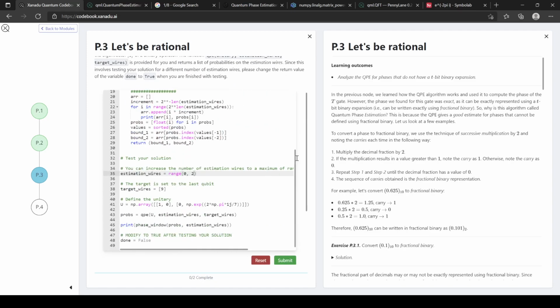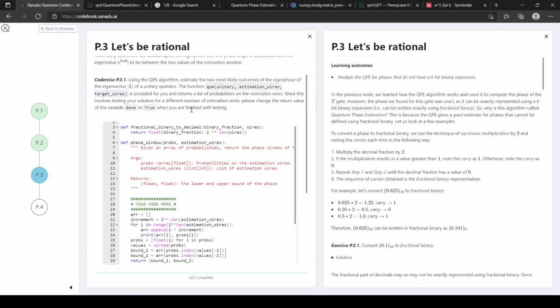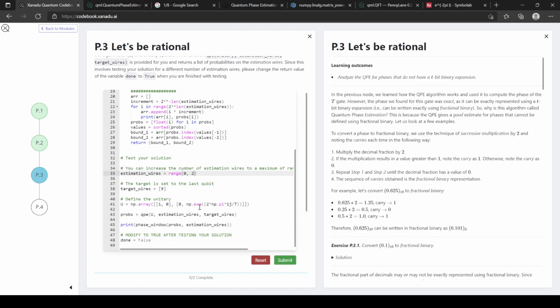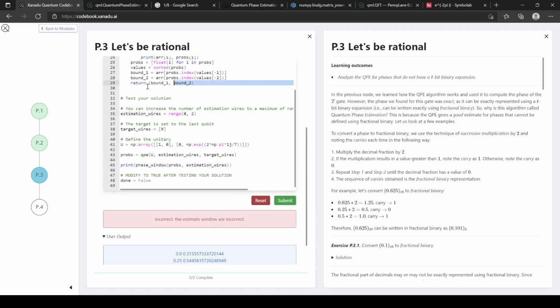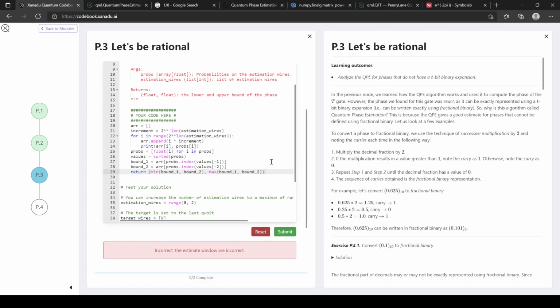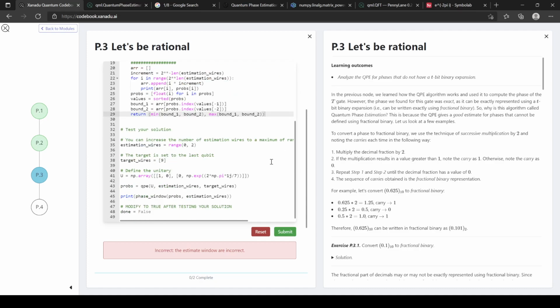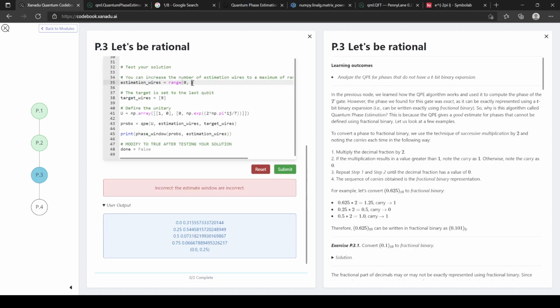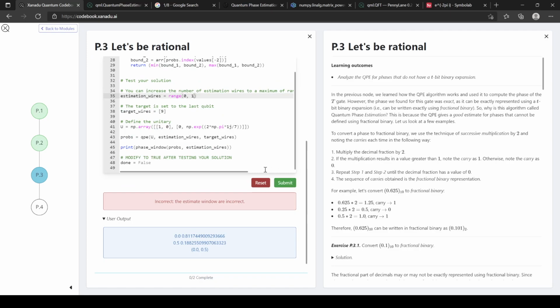Oh, maybe I have to make sure that upper bound 1 is lower and upper bound. Yeah, I see. I should probably make sure that this is return. There we go. Okay.